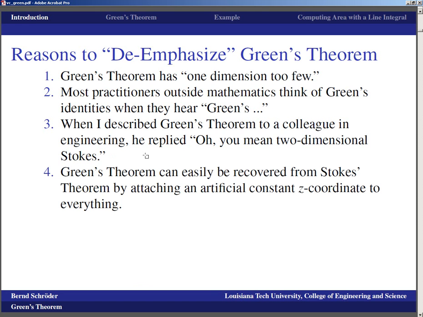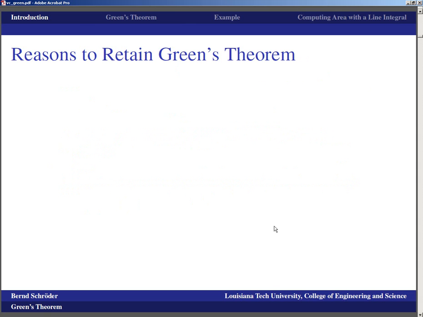And finally, Green's theorem can easily be recovered from Stokes' theorem by attaching an artificial constant z coordinate to everything, and that's in fact what we're going to do when we prove Green's theorem. So these are reasons where I'm saying, well, look, yes, it is beautiful, and Green was a great mathematician, but there are other things that we could probably spend our time with that may be worth more of our time. On the other hand, I'm not saying let's toss it out.